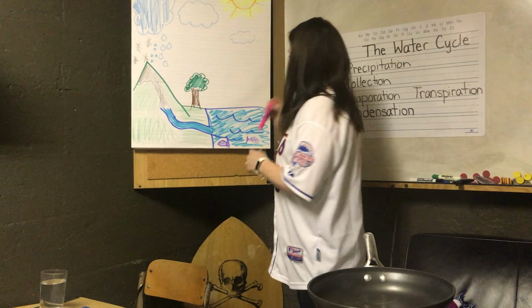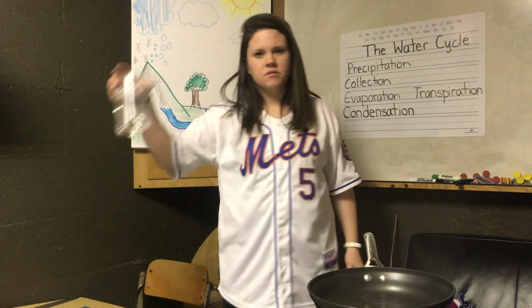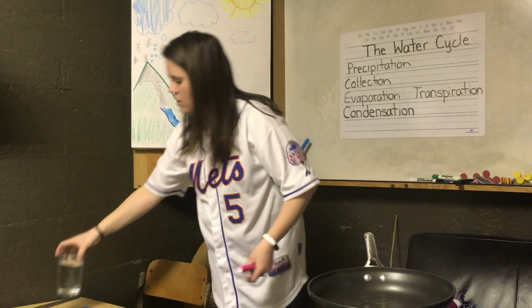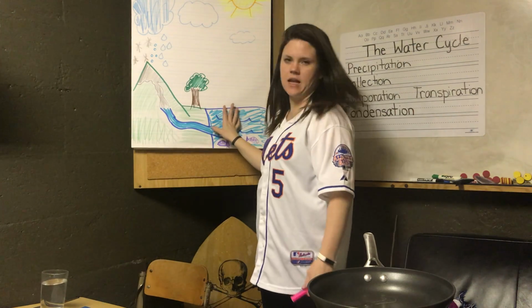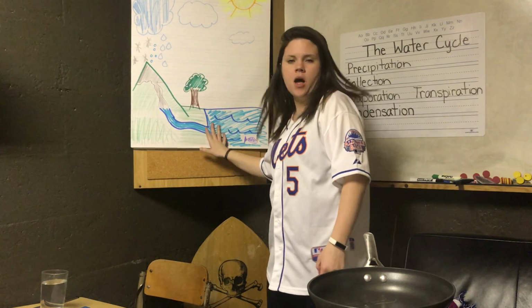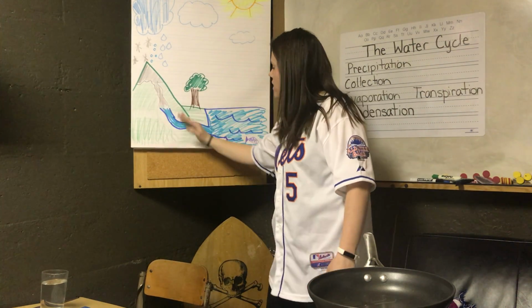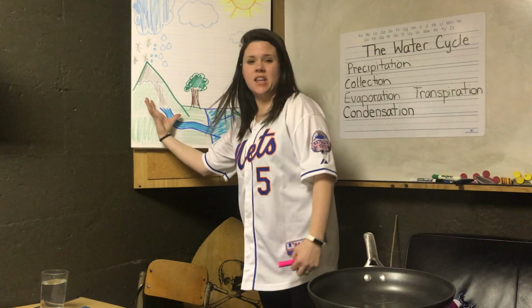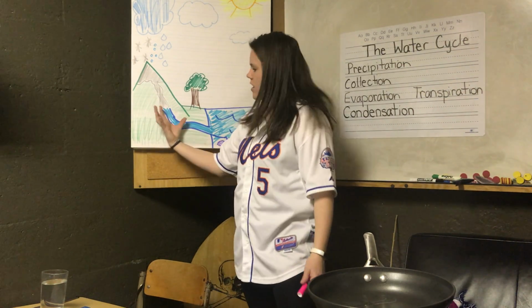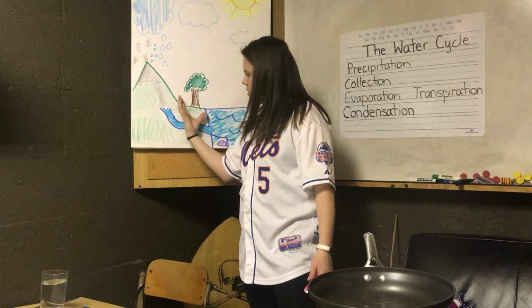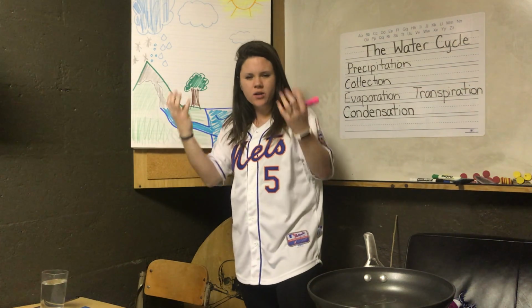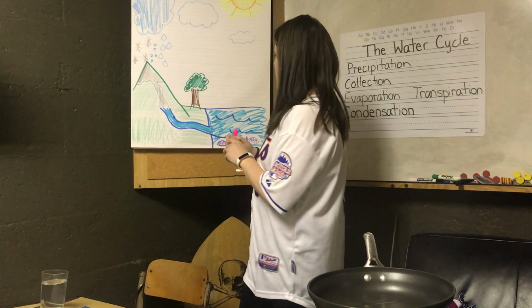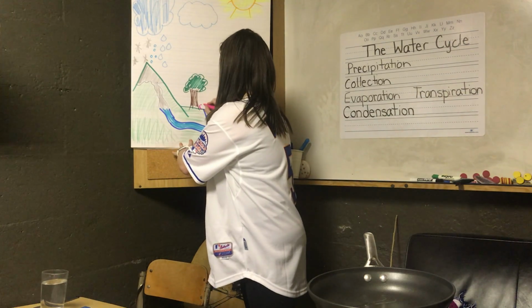Okay, so let's start with collection. That's pretty easy, right? The collection of water, similar to this, is when the water is collected in places like a pond, an ocean, a river, a lake, a puddle. Water collects in the ground, right? That's where the trees get their water from, right? The plants and the soil is filled with water, and that is called collection.